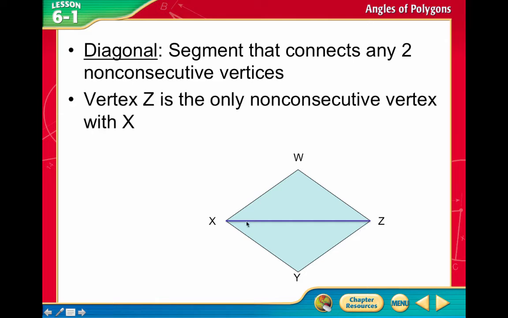In this case, starting at X, this is the only diagonal that we can draw because W and Y are both next to angle X. So a four-sided figure only has one diagonal in it. If I ask you to list all the diagonals, you would just write them as a segment, like we've always written a segment, with the two capital letters and then the dash above the top.